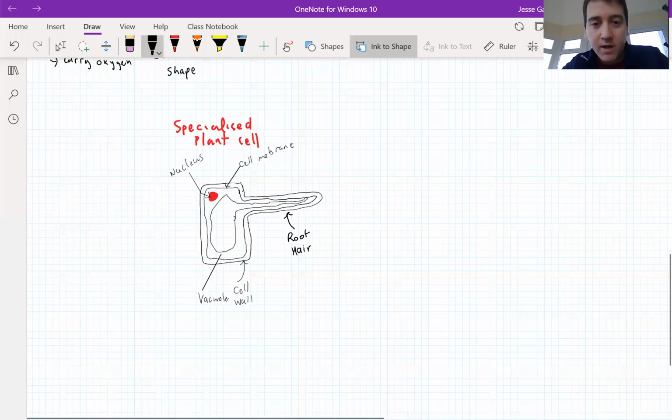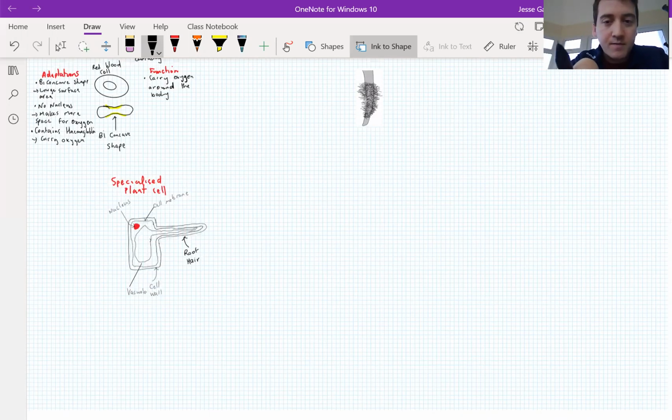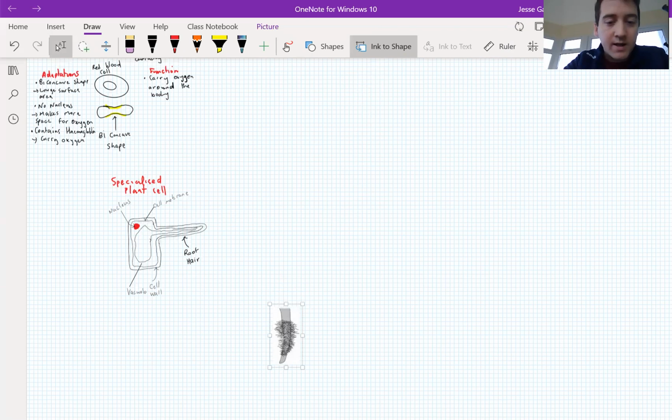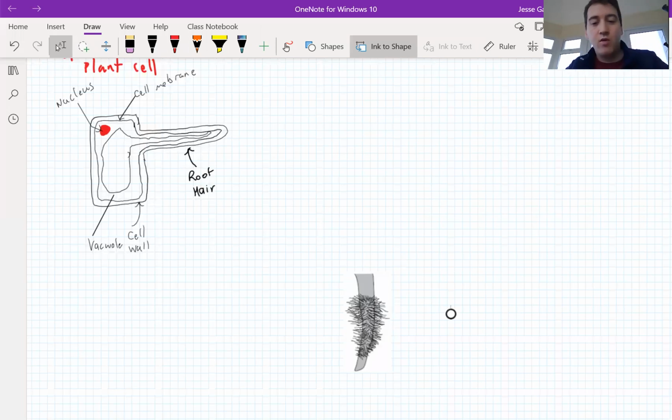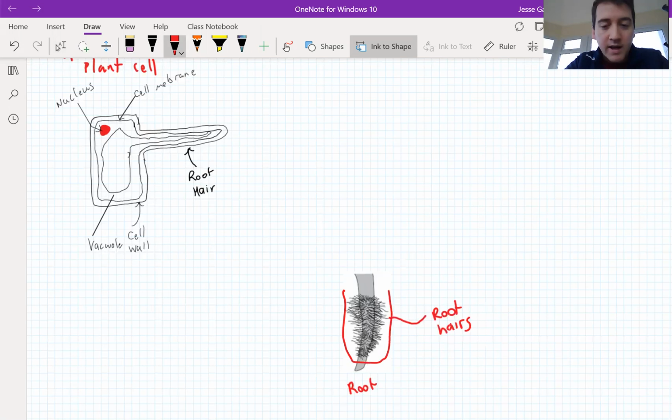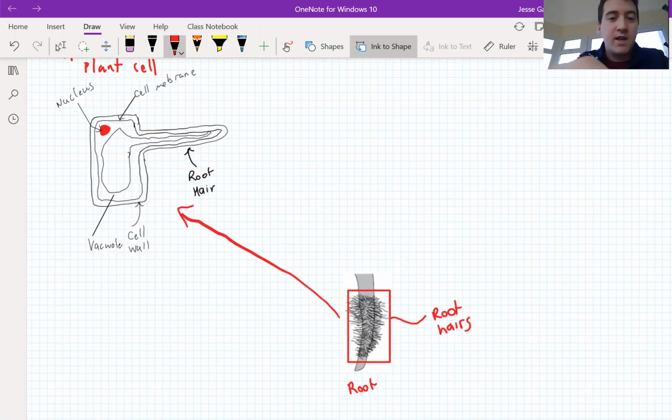Now I have a picture here that I want to get, and that is this guy here. So I'm just going to drag that down. This here is a picture of a root tip. So as you can see, this whole thing is a root. And these little projections, these are the root hairs. So this area contains cells that look like this. Each of these root hairs, these little fiber looking things, is one of these.